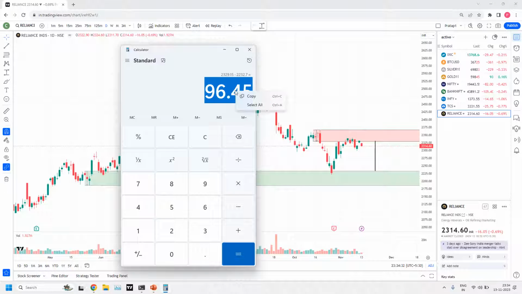We got 96.45, divided by what is the value in the memory? Memory recall: 47. So 96.45 divided by 47 equals 2.05. That means the risk reward is close to 1:2, or 1:2.05, or in simple terms we can say it is 1:2. The risk reward is 1:2.